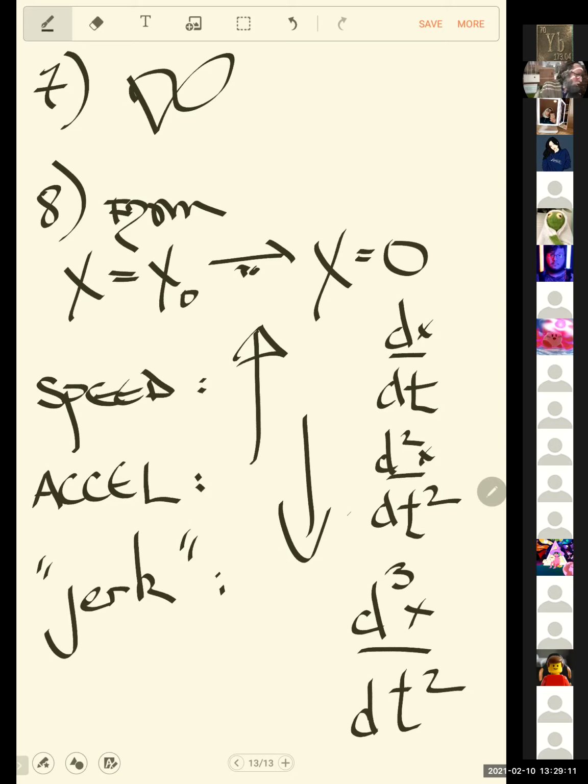But if I'm going to ask you to speculate about what the jerk is doing, in a way I'm asking you to conjecture. How could you possibly even begin to conjecture? One quick way is to back this whole process up and notice that, even though I didn't ask, you could ask yourself: when the speed is going up and the acceleration is going down, what's happening to x itself?